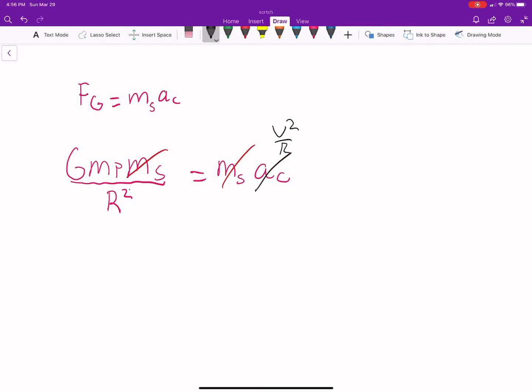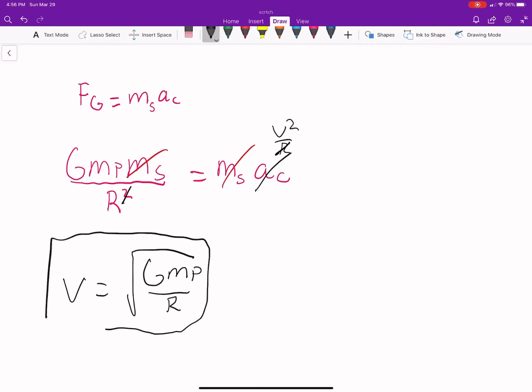If we multiply both sides by r, there that goes. And then we just take the square root. Velocity is the square root of G, the gravitational constant, times the mass of the planet, divided by r. So we can find how fast something is orbiting. So that also is an example of where we can use centripetal acceleration.